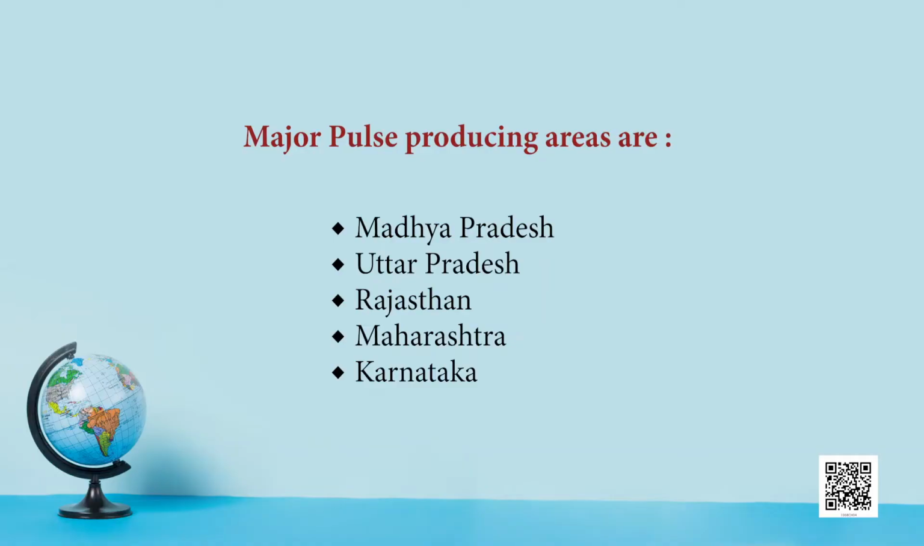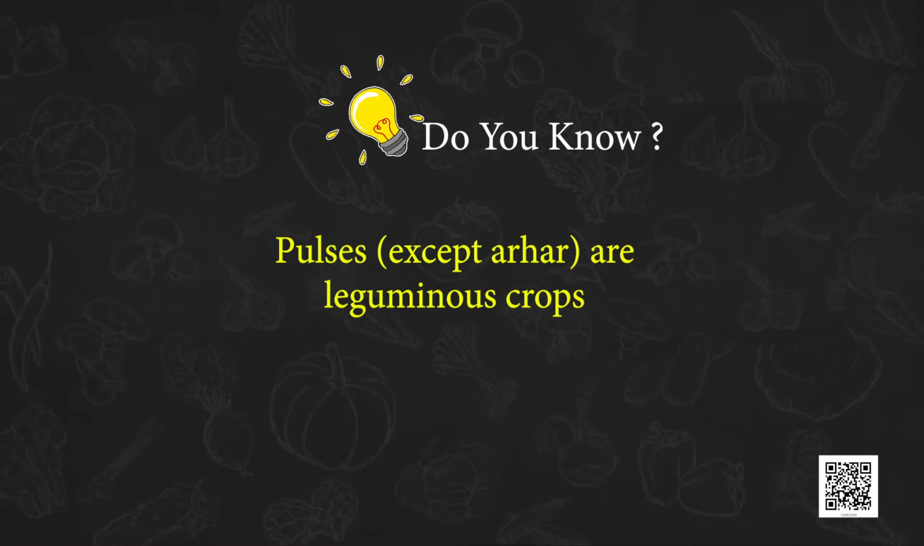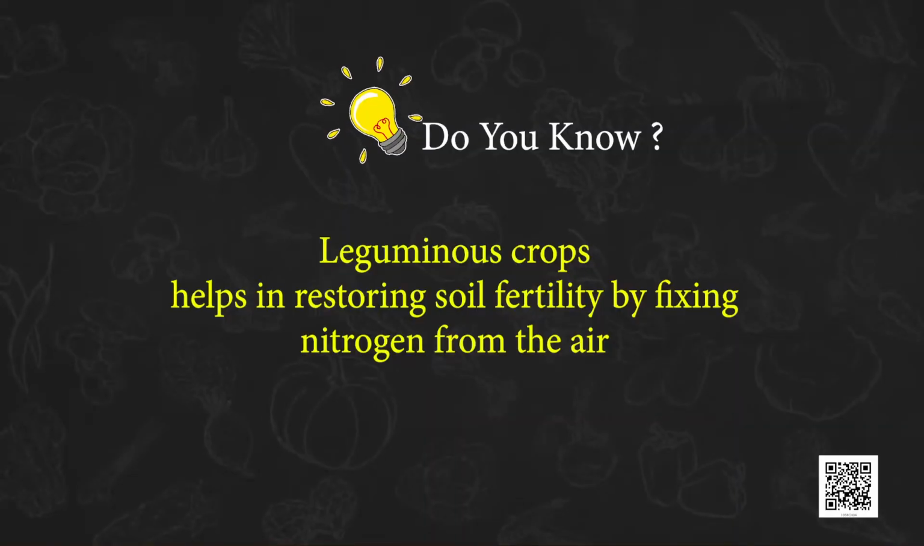Pulses need less moisture and survive even in dry conditions. Major pulse producing states in India are Madhya Pradesh, Uttar Pradesh, Rajasthan, Maharashtra and Karnataka. Pulses except arahar are leguminous crops. And what is the importance of leguminous crops? I am sure in science you have been taught that they help in restoring soil fertility by fixing nitrogen from the air. Thus, they are mostly grown in crop rotation with other crops.